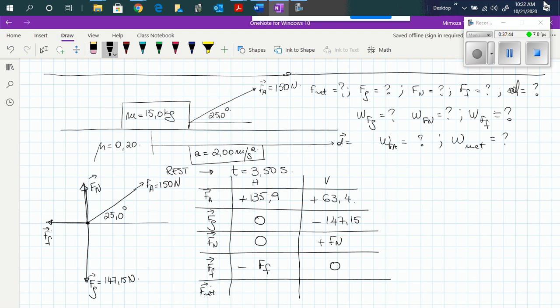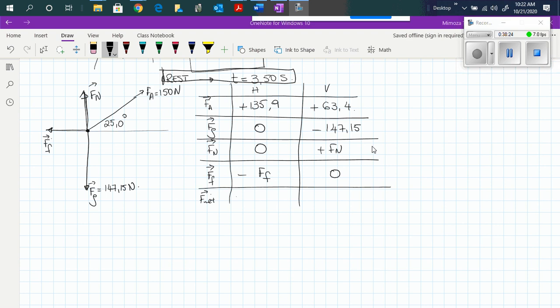Can we leave acceleration out? Let's leave acceleration out. We don't know what acceleration is. We just know that the object starts from rest, so scrap acceleration, because it may not work out. We just know that it starts from rest and it moves for 3.50 seconds. Okay, is it clear?